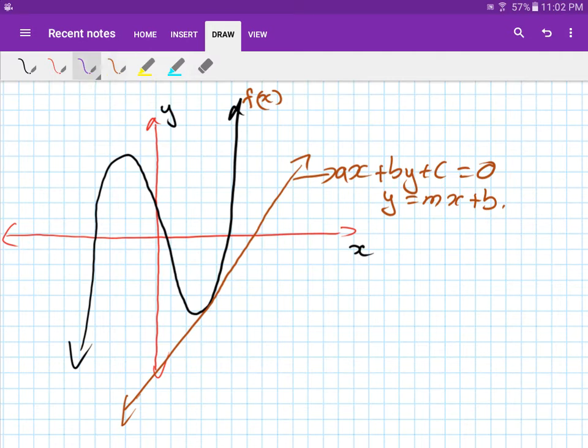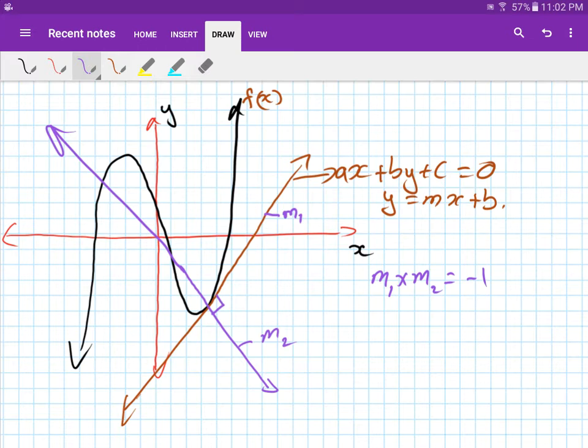Now let's draw a normal to the curve. It is just perpendicular to the tangent. Roughly, that's it. Because the normal is perpendicular, let this be m1, the gradient of the tangent, and let's say the normal is m2. So multiplying them together, m1 times m2 must be equal to -1. Remember that.